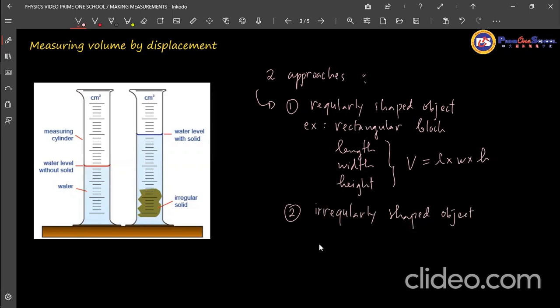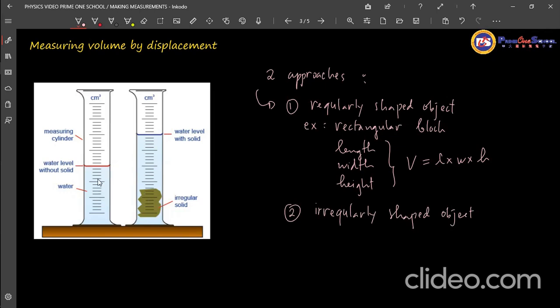So I have to use a measuring cylinder like this one. Please see the picture. Now I have a measuring cylinder and I want to measure the volume of an irregularly shaped object. Make sure that the measuring cylinder is 3 or 4 times larger than the irregularly shaped object. How to do that? How to measure the volume of an irregularly shaped object?